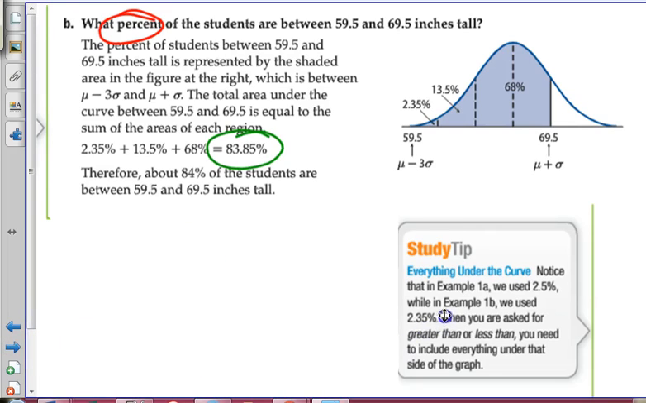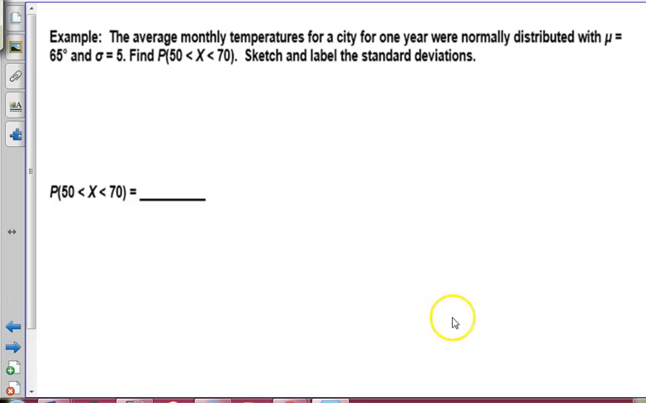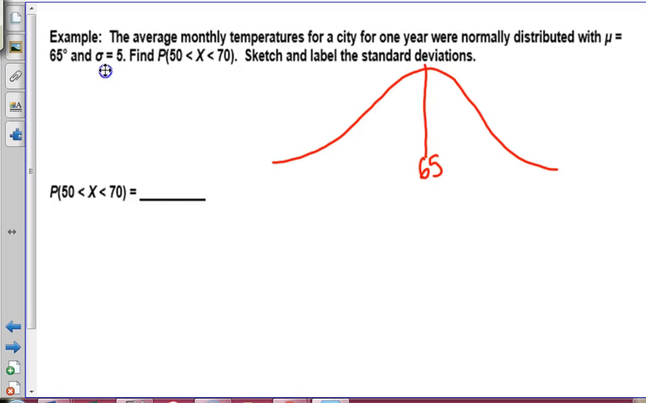It says down here, when you're asked greater than or less than, you need to include everything under that side of the graph. So all the way out. Okay. So let's try this example. The average monthly temperature for a city for 1 year is normally distributed with a mean of 65 degrees and a standard deviation of 5.